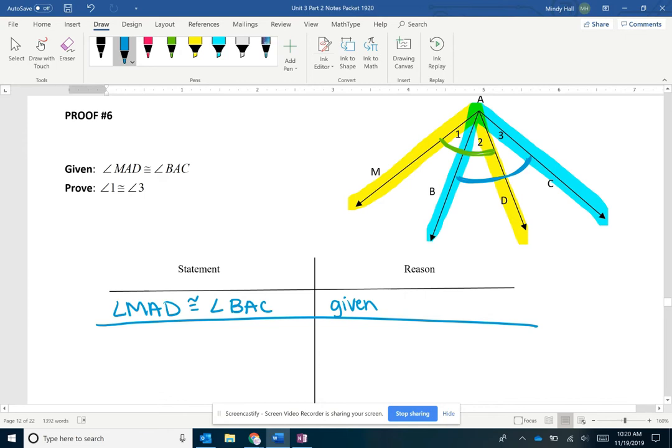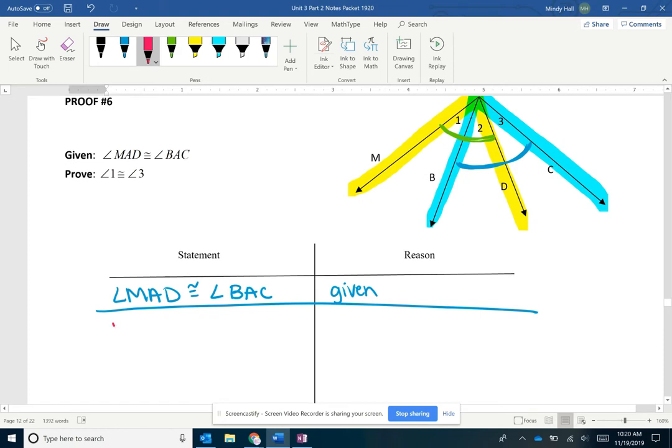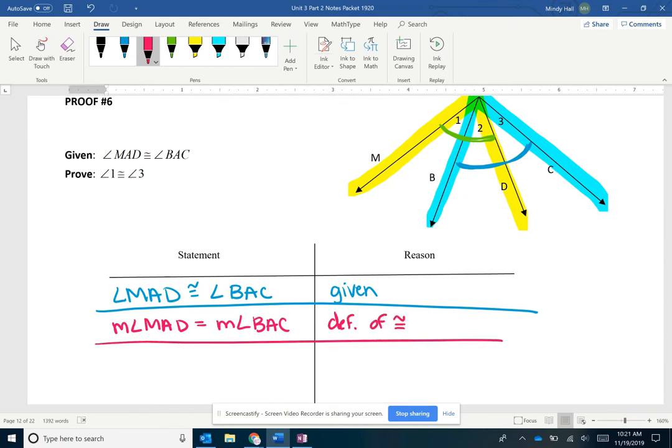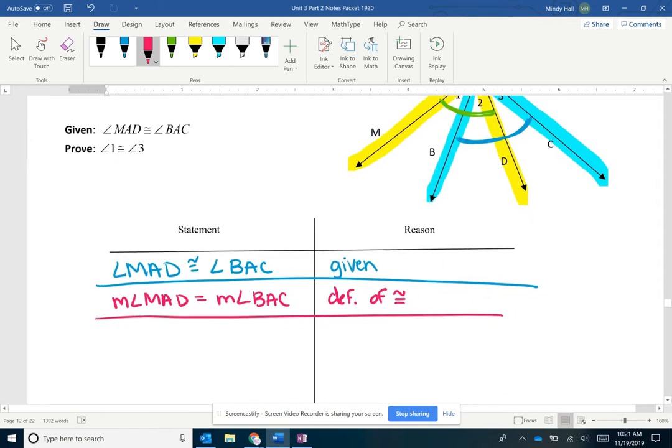So because of that, I want to use that to my advantage. And I know I'm going to be substituting, so I'm just going to go ahead and say it now. Measure of angle MAD equals measure of angle BAC. It's one of those obvious things that's kind of obnoxious to write, but it is the definition of congruence, and it allows us to use the substitution property later. And even if you're not sure if you need the definition of congruence, you are always free to write it because, again, if you have extra steps, it's not the end of the world.